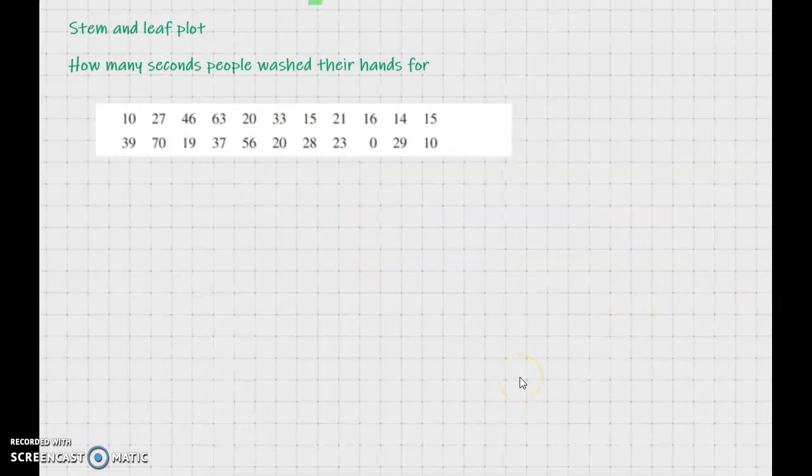Let's move on to stem and leaf plots. For this, we're going to pretend this data is for how many seconds people wash their hands for. Still applicable to the current climate, remembering that you should be washing your hands for about 30 seconds.